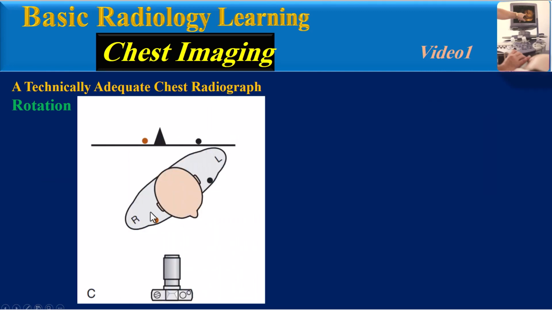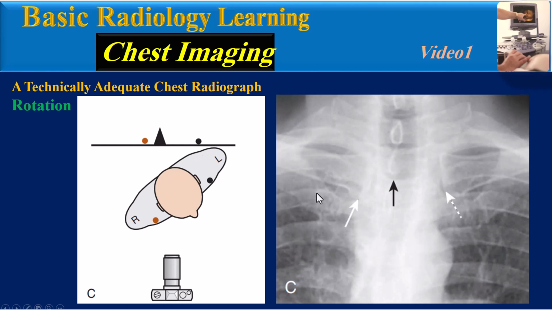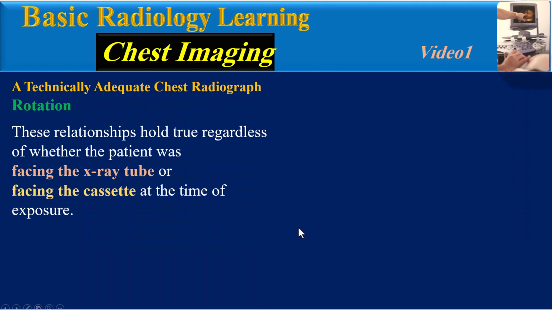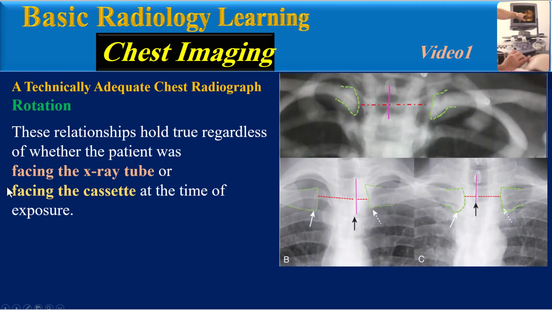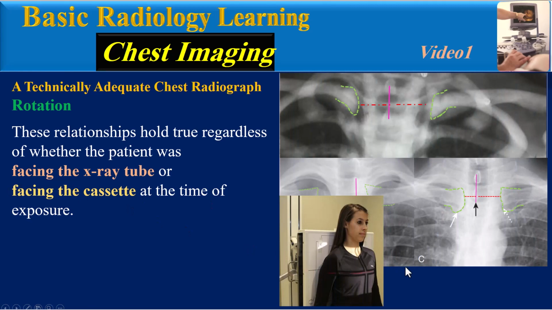In this image, the patient is rotated toward his own left, so the medial end of the right clavicle is projected closer to the spinous process than is the medial end of the left clavicle. Another close-up view of the heads of the clavicles in a patient rotated toward his own left shows that the spinous process is much closer to the right clavicular head than it is to the left side. These relationships hold true regardless of whether the patient was facing the X-ray tube or facing the cassette at the time of exposure.